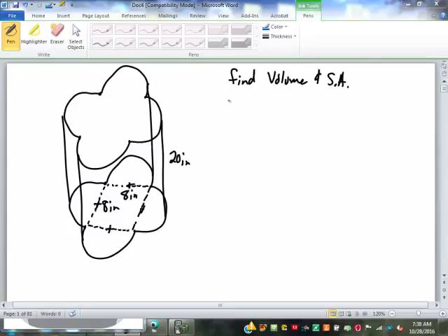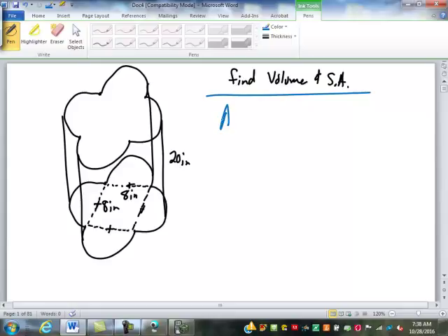So to start volume or surface area, we would have to start with the same thing, which would be the area of the base. The area of this base I'm going to divide into two pieces. Piece 1 is going to be that square that's 8 by 8, otherwise known as 64 square inches.